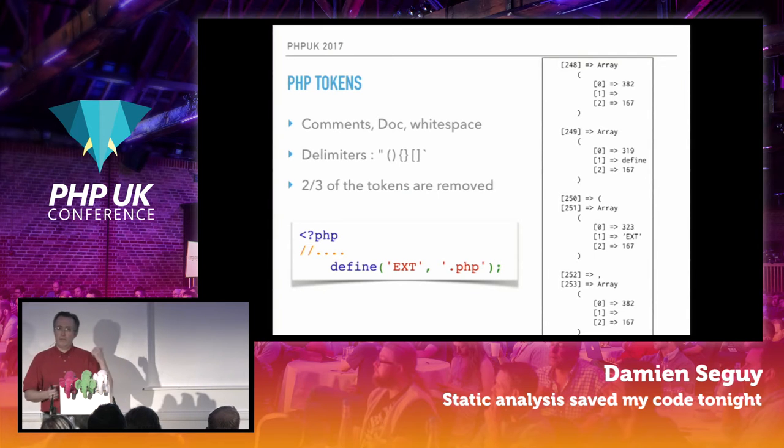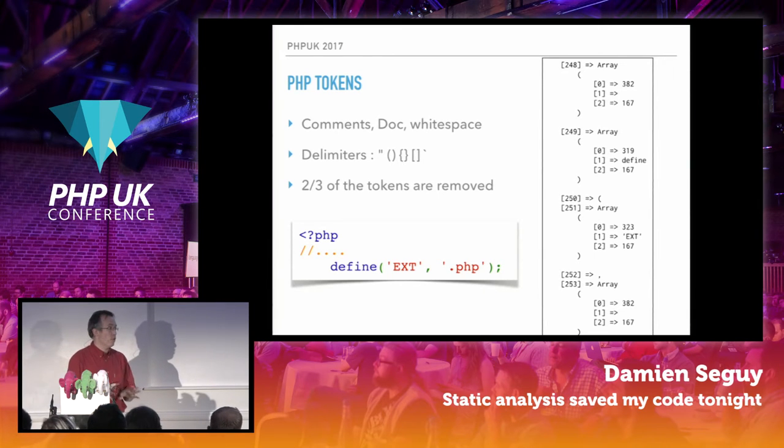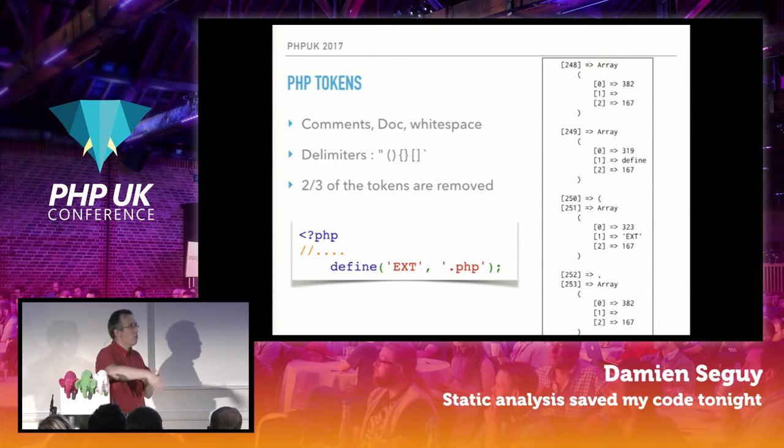The first thing you learn when doing that is you can get rid of the first third of all the tokens. One third of the tokens are completely useless, as I said: comments, doc comments, and spaces. We can get rid of everything because no one cares about that. The second third that we can get rid of, actually it's not us that's going to get rid of it, is everything that is a delimiter. Parentheses in general are useful for the tokenizer to understand where is what, but in the end, we don't care about them.